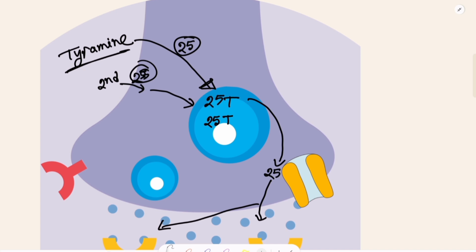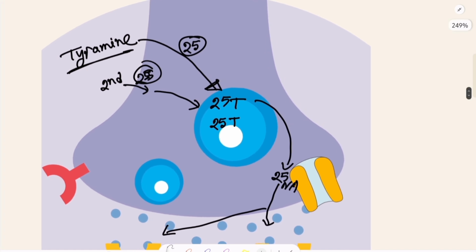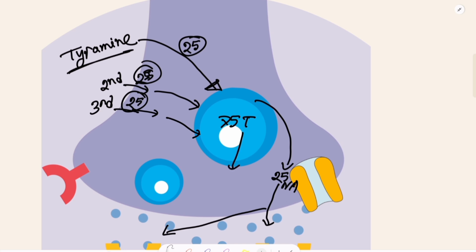So the 25 noradrenaline will again produce the action. But when we give a third dose of 25 molecules of tyramine, it will enter into the vesicle. Now it will become a total of 75 molecules of tyramine in the vesicle. Now there is no noradrenaline that can be displaced. So the excess 25 tyramine is now displaced.